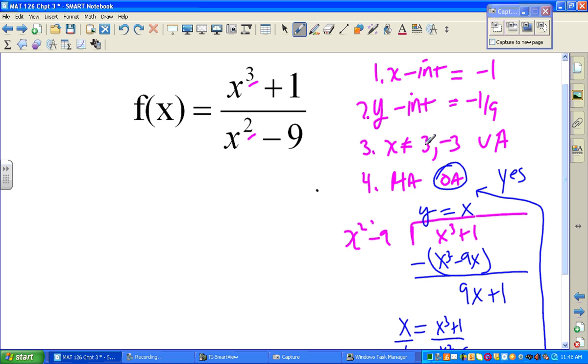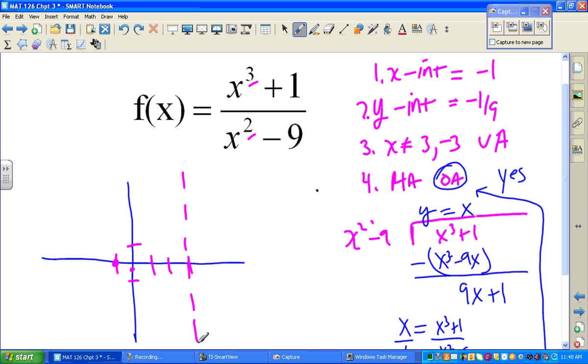The action of the graph around -3 and 3, I'll just use the graph because I'll double check it. I want to make sure everything looks all right, especially the oblique asymptote. Here's my x and y axis. Here comes my x-intercept at -1, my y-intercept at -1/9. Very small graph right there. Verticals at 3 and -3. Okay. Oblique asymptote at y equals x.